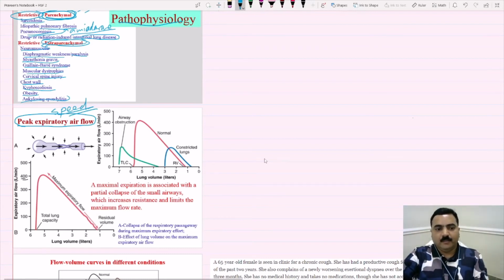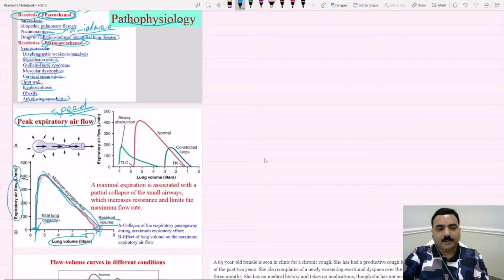So in the normal, you have the lung volumes here. At this point is the total lung capacity, and here is the residual volume. When you are expiring, you go from the total lung capacity to the residual volume. When you start expiring, here is the speed of the air, in liters per minute. Suddenly the speed of the air rises, and then as the volume declines, your speed of air decreases.